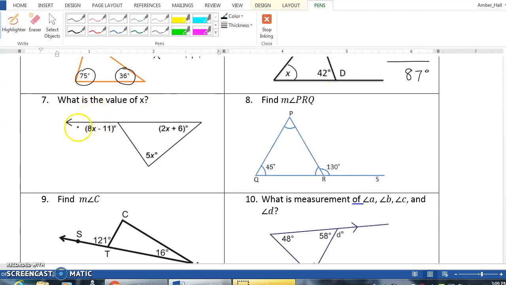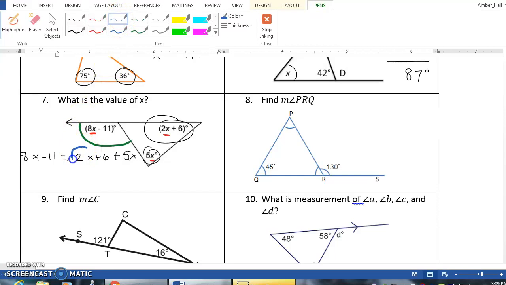What is the value of X? So we'll be solving for X, which we can see is right here, and right here. Well, I see that I have an exterior angle right here, and I know that exterior angles are equal to the sum of the two remote interior angles. So if I set up my equation, I get 8x minus 11, this whole thing, equals 2x plus 6 plus 5x. And now I can solve for x.